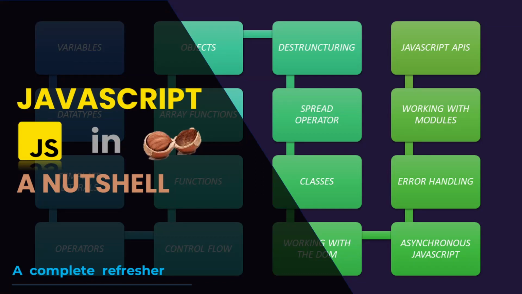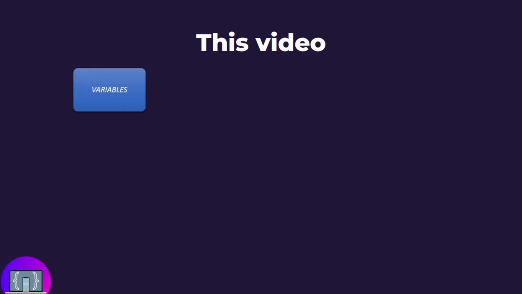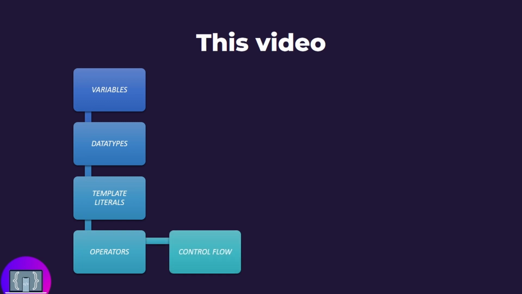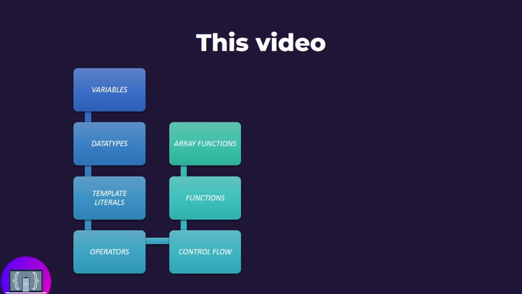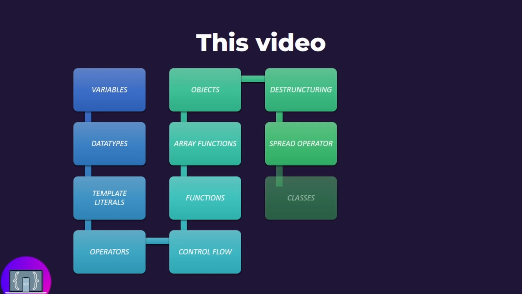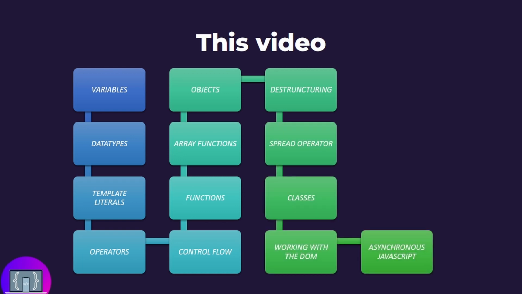So guys, we're going to be taking a look at JavaScript in a nutshell in this video. A concise overview of everything in JavaScript. By that, what do I mean? We're going to be looking at variables, data types, template literals, operators, control flow. These are all the concepts you are going to be encountering in JavaScript, and we're going to be taking an overview of all these concepts in this tutorial.